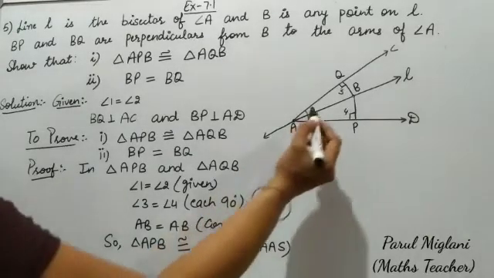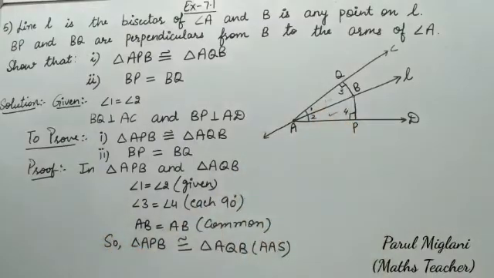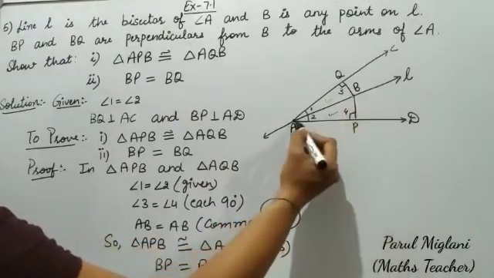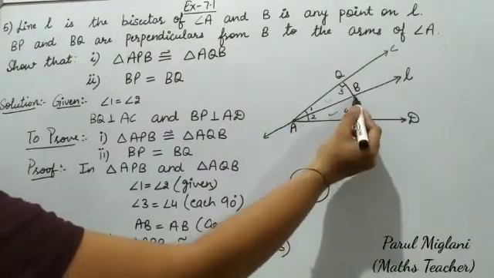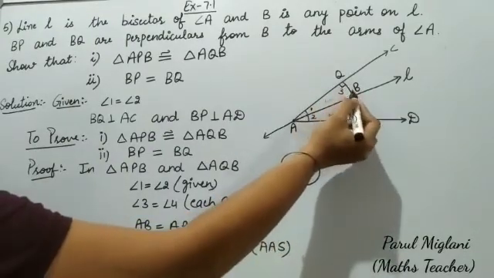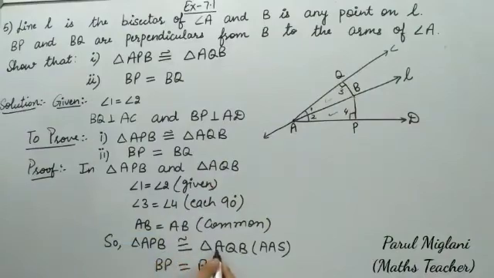So now if these two triangles are congruent, then we can say that their corresponding parts are equal, and so BP is equal to BQ because BP is a part of triangle APB and BQ is a part of triangle AQB. So if these two triangles are congruent, then BP is equal to BQ by CPCT.